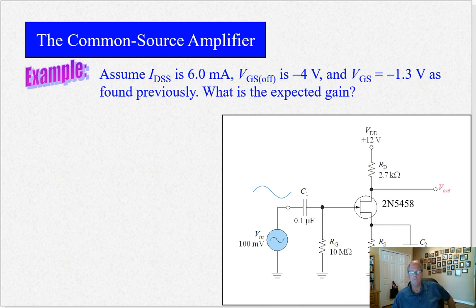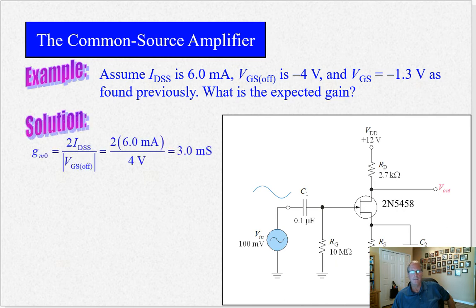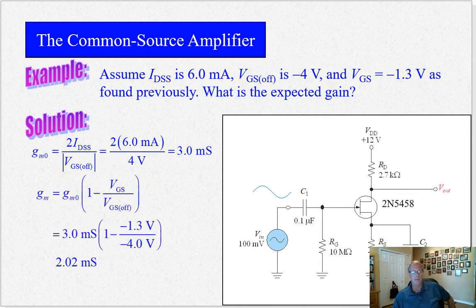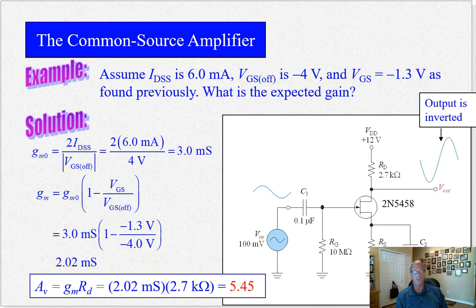So we're looking at the gain here of this common source amplifier. So this is the transconductance, 3 millisiemens, and you get 2 millisiemens for the transconductance after you put in this part of the equation, which is from chapter 8. And this is one of those equations, actually both of these should be on your equation sheet that you're using to do the homeworks. And this uses the RD sub D, which is 2.7K because there's no load. Okay, so it just uses the drain resistor here. Of course, the output is inverted.